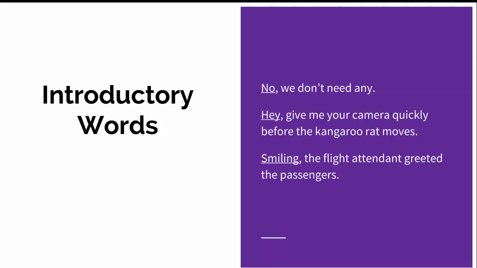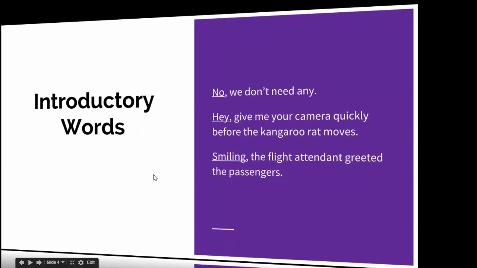Smiling, the flight attendant greeted the passengers. Smiling in this sentence is our introductory word. Pay attention when a sentence starts with an ing verb like this. It often means that we're going to need a comma either directly after it or soon after it. Not always, but it's one of those red flags that you know you need to slow down and check and make sure.